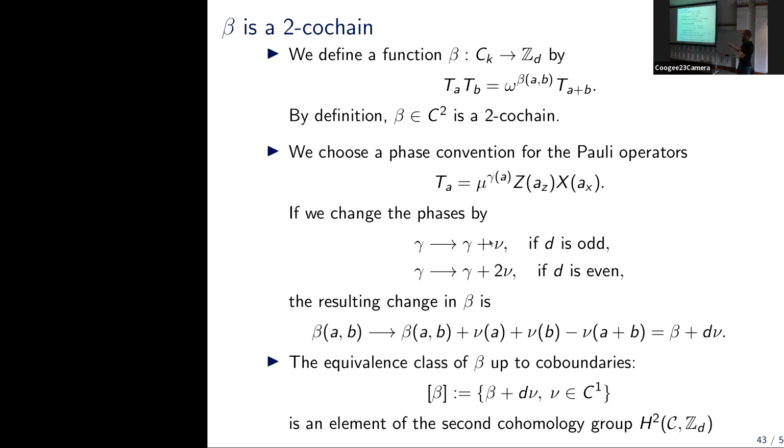Why do I mention this? We want to look at properties of Pauli operators, of Wigner functions, of all these things that are invariant with respect to this choice of phase convention. And so we don't care about a fixed concrete form of this function beta. We care about equivalence up to changing this phase convention. And so the thing to look at is going to be beta up to addition of co-boundaries, which is exactly this cohomology class. This is why we talk about cohomology in this picture: because we want to look at properties up to changes of phase convention.